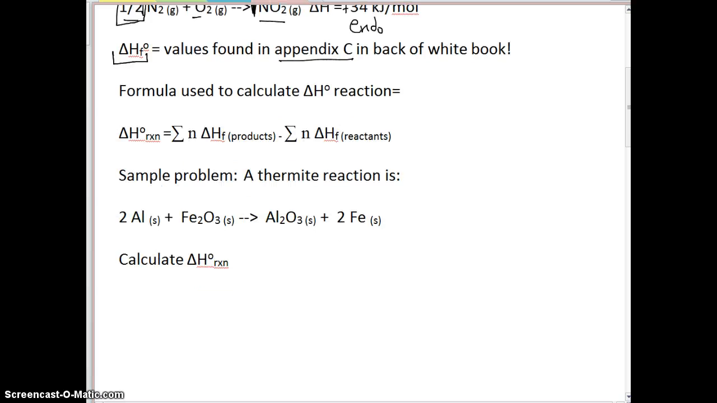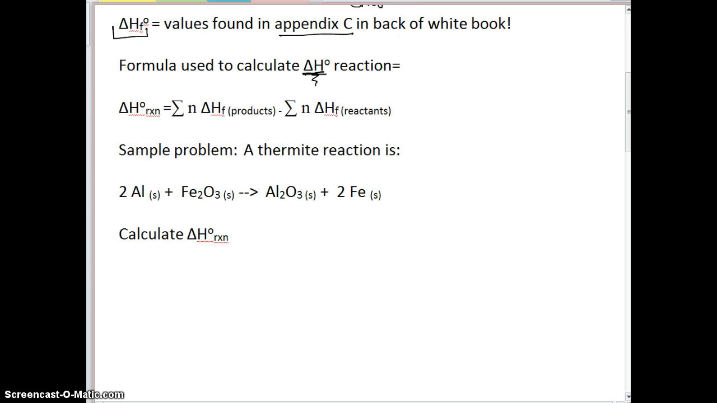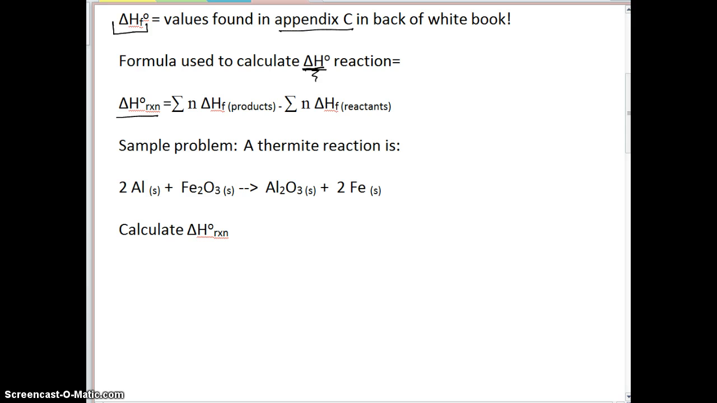But there's a formula that we're going to use to calculate delta H, or enthalpies of formation, at standard state. And this is the formula here. And let's talk about what this all means. So we have delta H of reaction, standard state. This just means the sum. N here is telling us the moles, which we're going to multiply by each delta H for the products. Then we're going to subtract the sum, again, the moles multiplied by delta H for the reactants. Now, that seems kind of complicated, and it's not. Let's set up a problem and talk about it here.